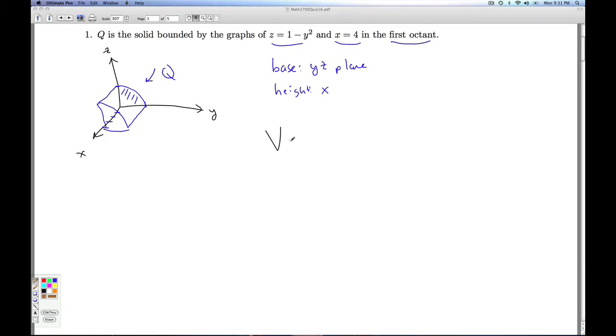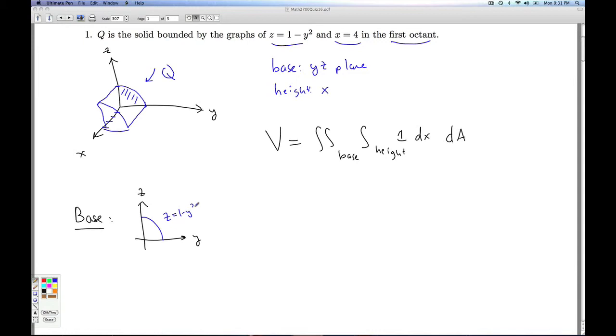So for my triple integral V, I'm going to have a double integral over the base times an integral for the height. 1, the height variable's x, and I haven't chosen the order then on the dA for the base. So let's take a look at the base a little more closely. I know this is 1 unit out and 1 unit up. So a good integration order for that would be dz dy.